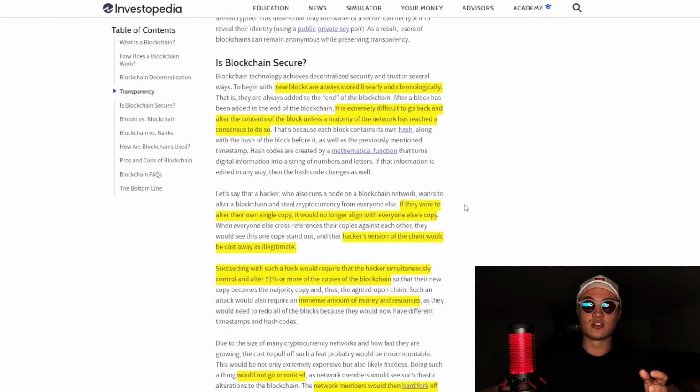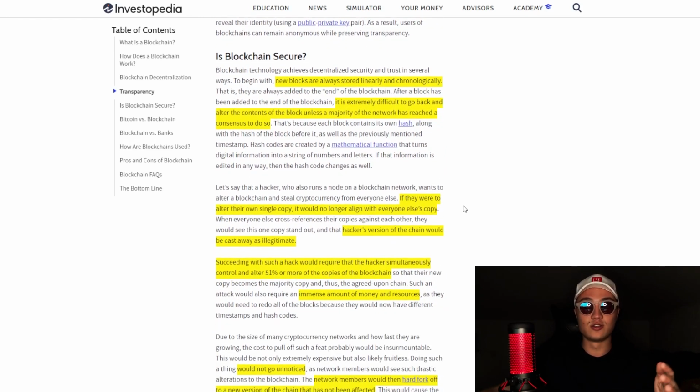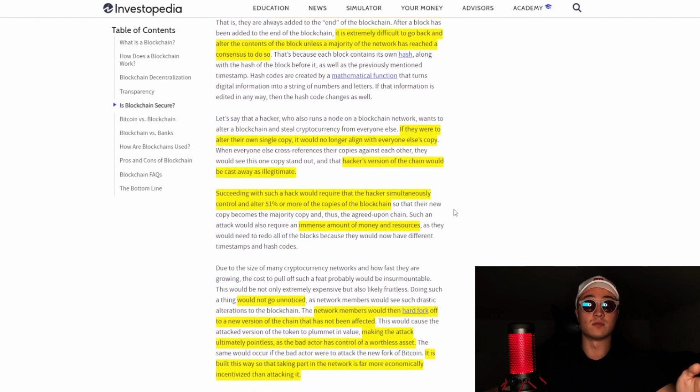Now, is the blockchain secure? Well, yes, it's pretty secure. New blocks are always stored linearly and chronologically. It is extremely difficult to go back and alter the contents of a block unless a majority of the network has reached a consensus, or made an agreement to do so. It's very difficult to get a whole network to do that, though, because networks can be huge.